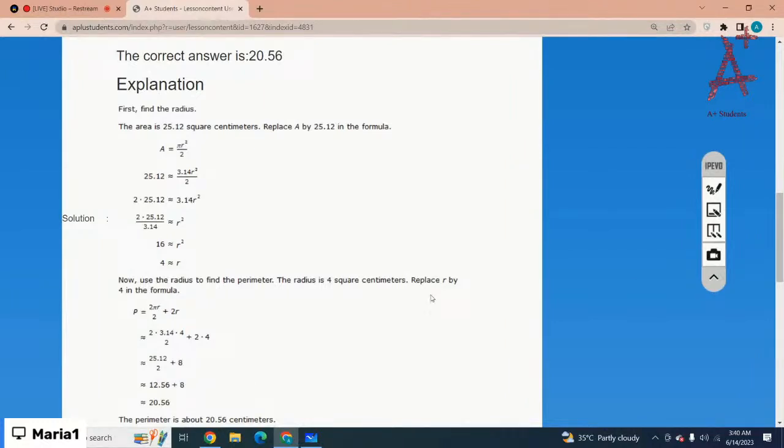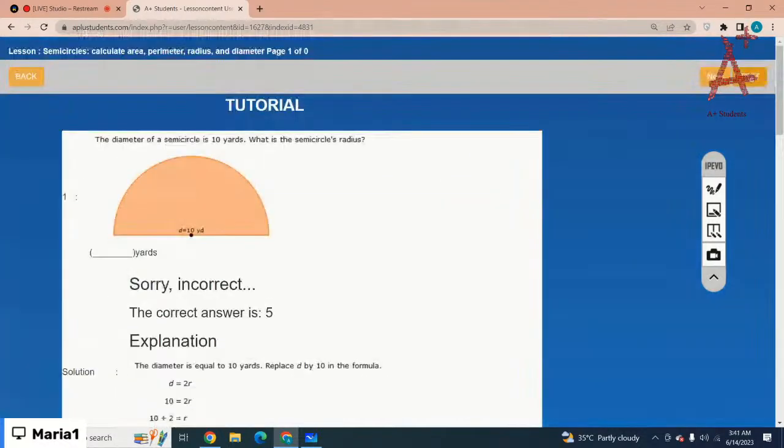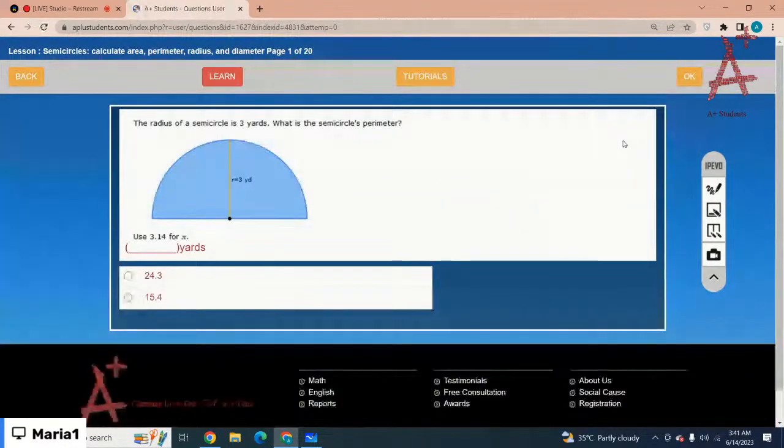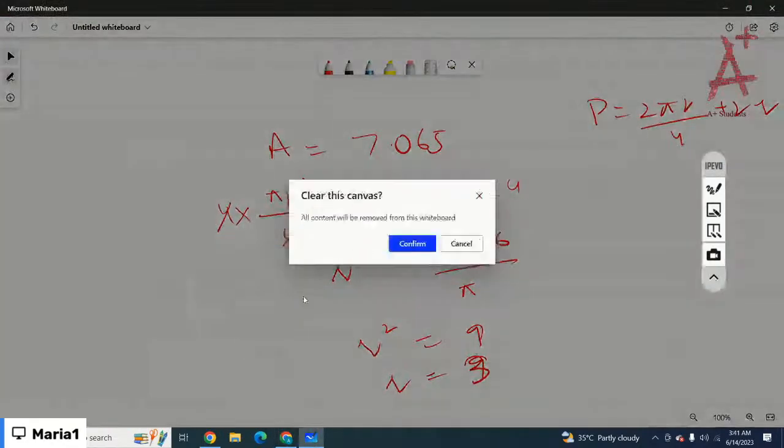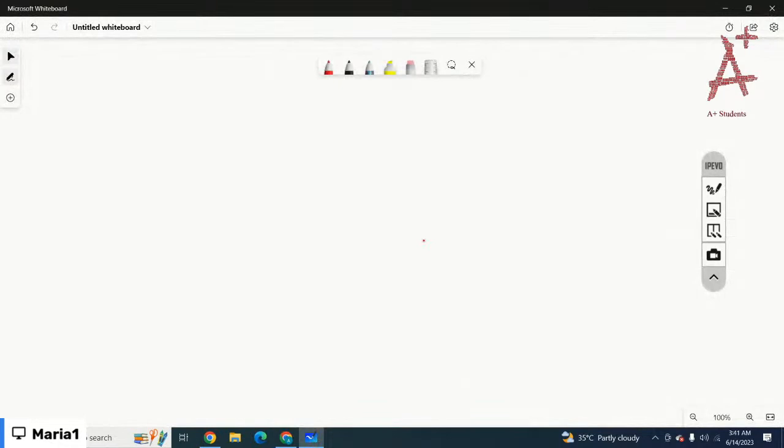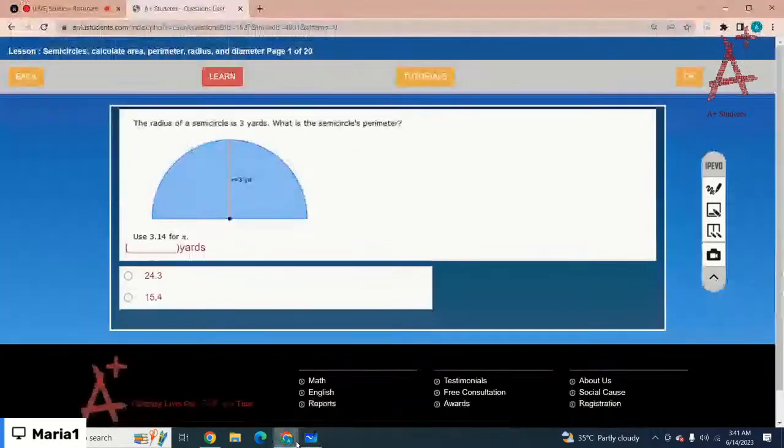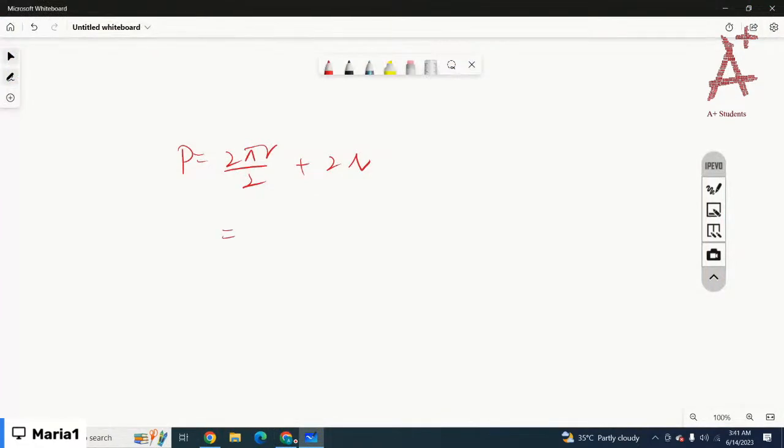Let's just start with the practice questions. The radius of the semicircle is 3 yards. What is the semicircle's perimeter? You are given the radius, you just have to calculate the perimeter. Perimeter of the semicircle is P equals 2 pi r divided by 2 plus 2r. Got it? The radius is 3 yards. Just put the values.